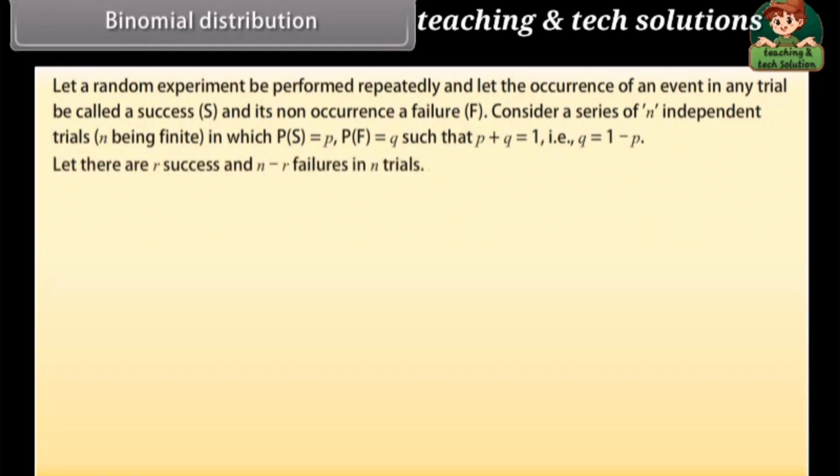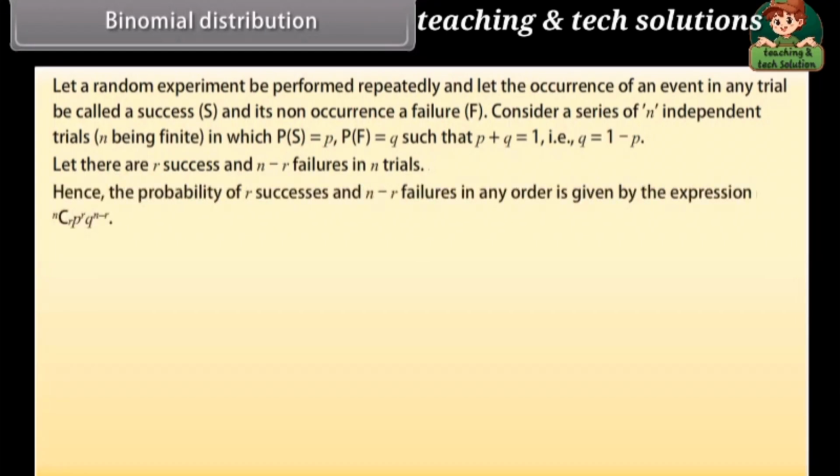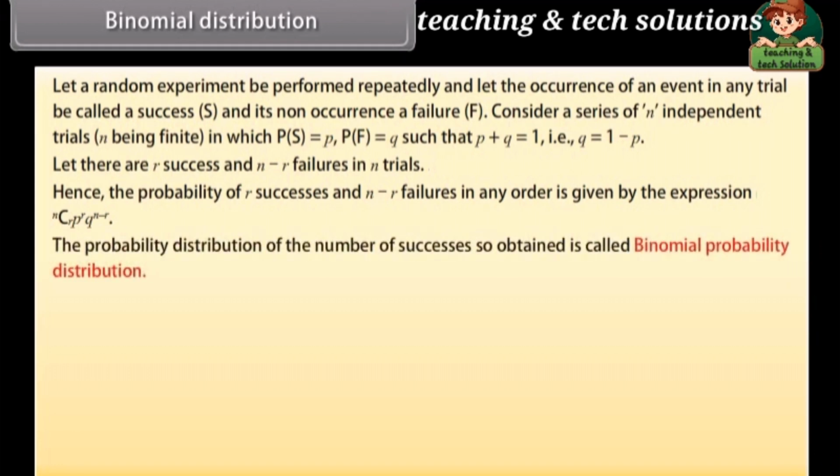Let there be r successes and n minus r failures in n trials. Hence, the probability of r successes and n minus r failures in any order is given by the expression nCr p raised to the power r into q raised to the power n minus r. The probability distribution of the number of successes so obtained is called binomial probability distribution.